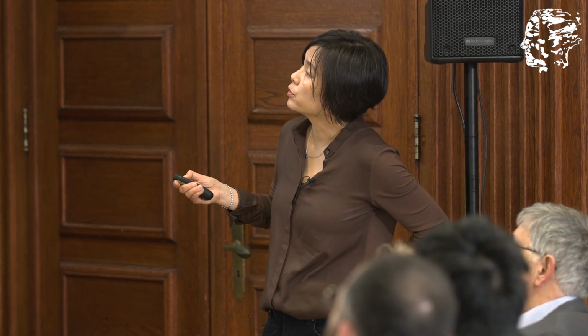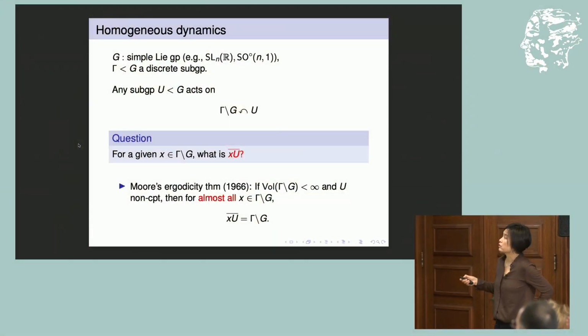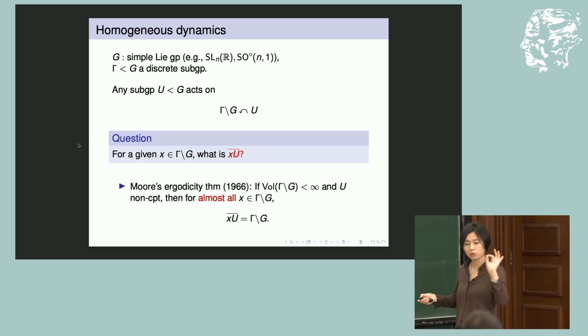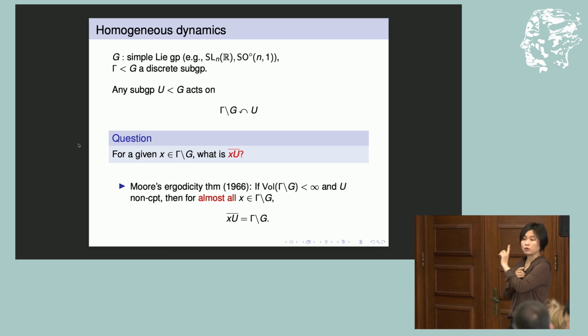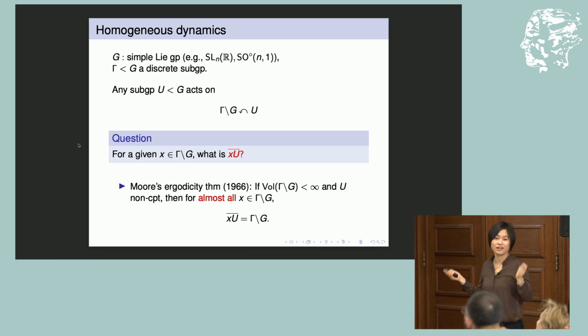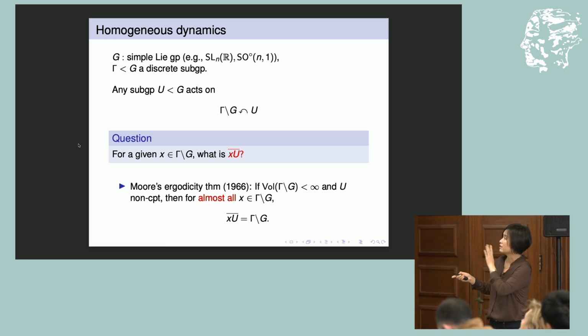There is this theorem of Moore, called the Moore ergodicity theorem from 1966, which says that if your G mod gamma is a compact space, or more generally has finite volume, since there are non-compact spaces with finite volume, and if your subgroup is a non-compact subgroup, then for almost all x, for almost all random x, the orbit closure will be everything. So for almost all choices of your starting point, you will be able to see everywhere. But this is not very good for our traveler because she doesn't know where to start. This statement is about the existence of many dense orbits, but it doesn't say which starting point gives a dense orbit and which gives something else. So it's not good, and the Ratner theorem fixes exactly this issue.